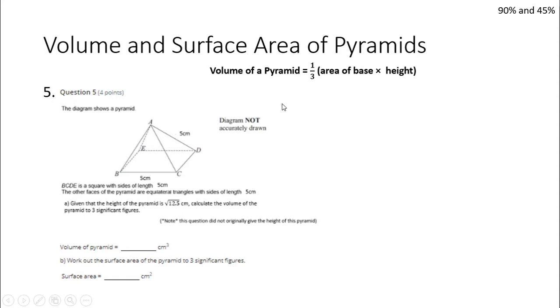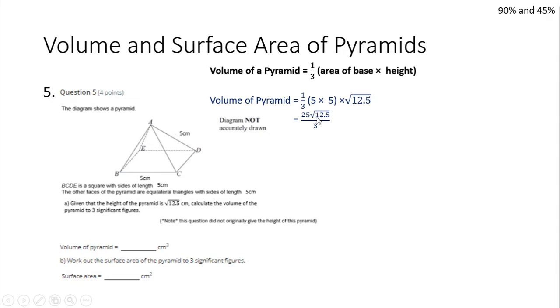Okay, so substituting that into the formula, 1/3 of the area of the base being 5 times 5, multiplied by the height, which is square root of 12.5. That is 5 times 5 makes 25. I've put it at the top here, multiplying that by 1/3, so that's 25 times 12.5 square rooted.